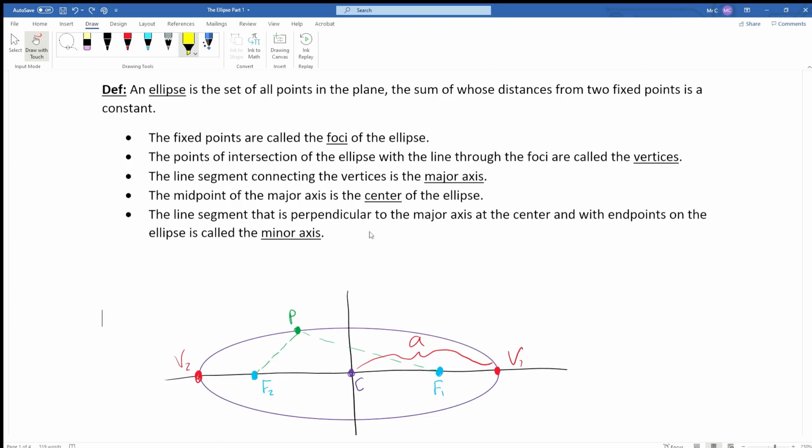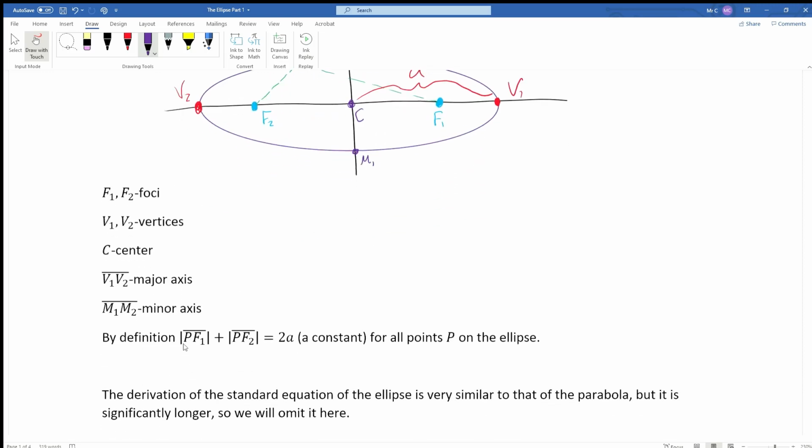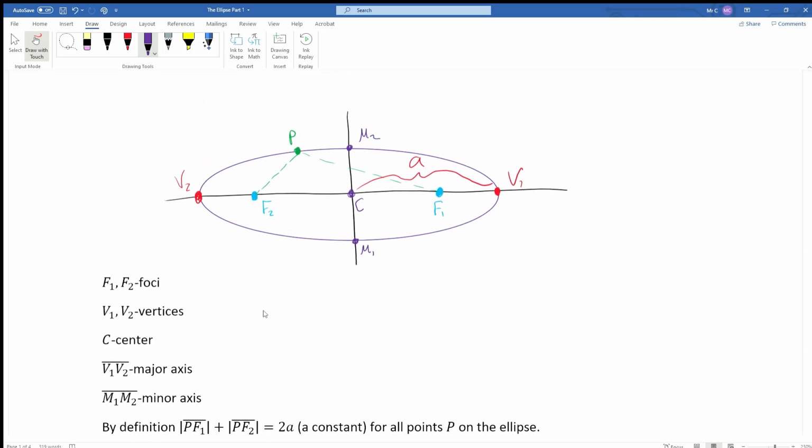All right, so let's look here. We've got all of our labels here if you want to just write down this summary. And I guess I did not label these points M, so let's go ahead and do that. So we could call this M1 and this point M2. So by definition, the sum from any point on the ellipse to F1, that length, plus the length from P to F2 is equal to 2a, which is a constant for all points on the ellipse.